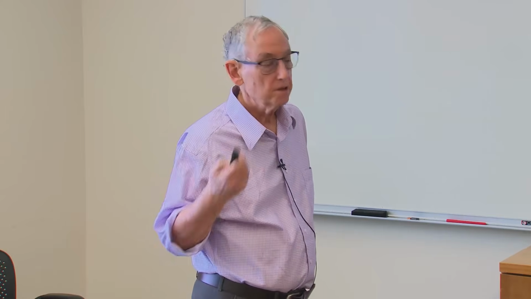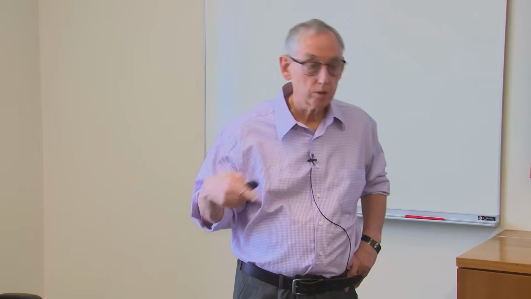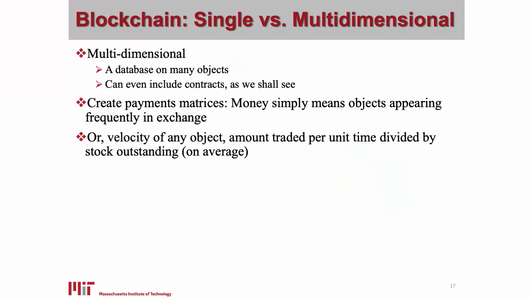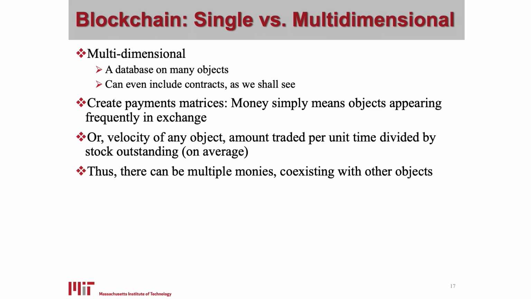Otherwise, we're going to get confused, if not embroiled, about the controversy of whether Bitcoin is a cash money or not, and are going to be inextricably wedded to the financial accounts point of view, that one or more objects in the financial accounts are, quote, the money. This definition covers both blockchains and financial accounts. And there can be multiple monies, and they can coexist with things that do not appear frequently in exchange.